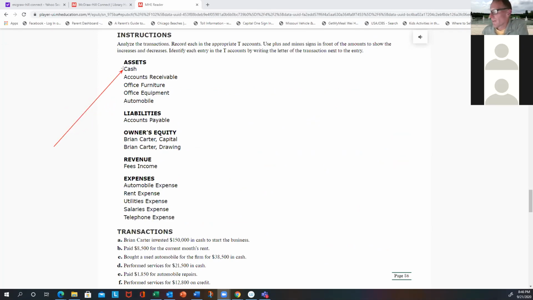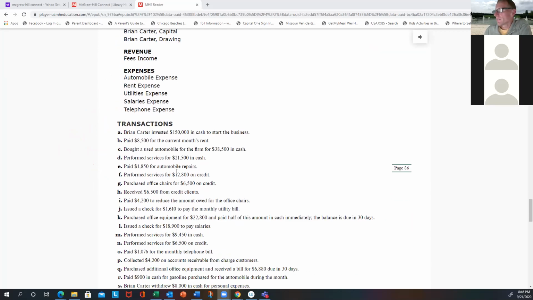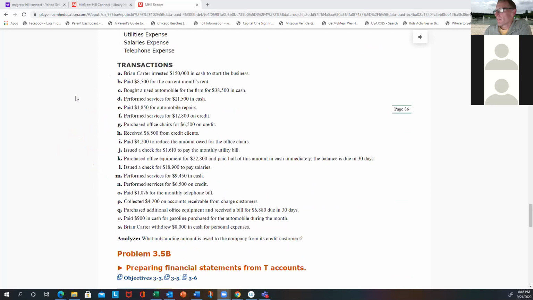Here are your asset accounts. They've got cash, AR, office furniture, office equipment, and here's your automobile. Notice those are five assets. You've got one liability, and again, here's your equity. Fees income is your revenue, and then they're giving you all the expenses. On this one, they don't give you a miscellaneous expense. And of course, you've got transactions A through S.